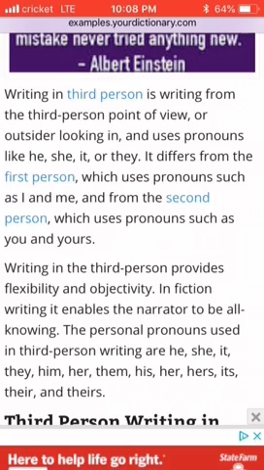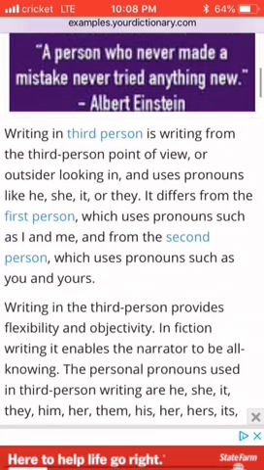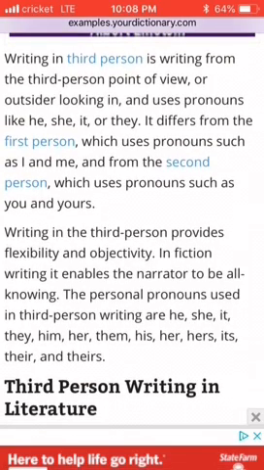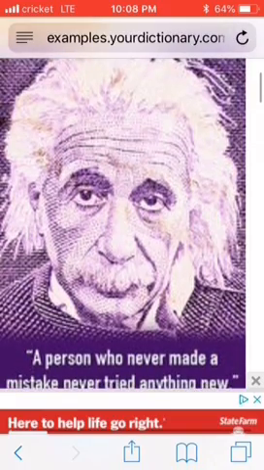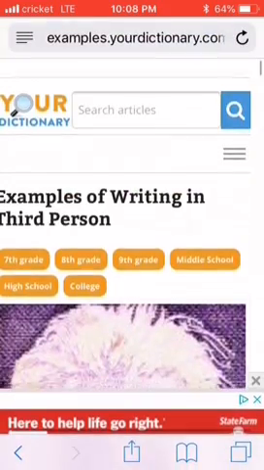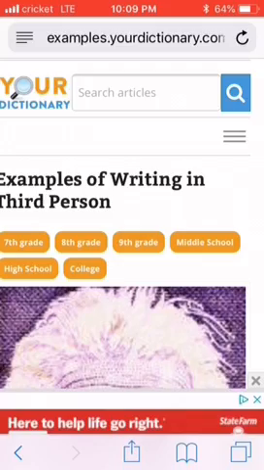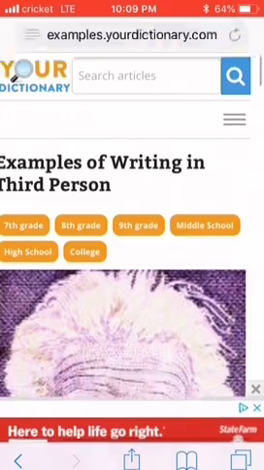What I wanted to do is go over the name right quick. Something simple, but just bringing more clarity on it. I was just sitting at work with different lessons going through my head, so I wrote them down. And I stumbled across this article from examples.yourdictionary.com, called Examples of Writing in Third Person.